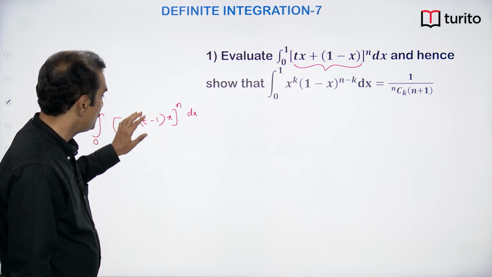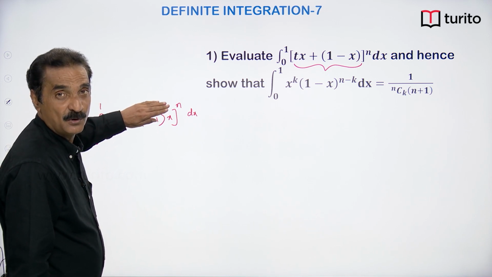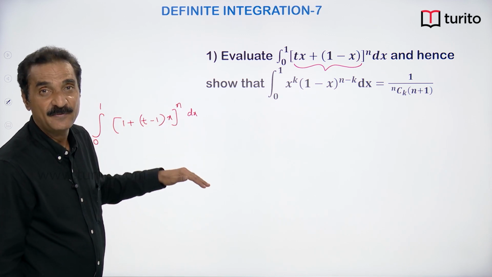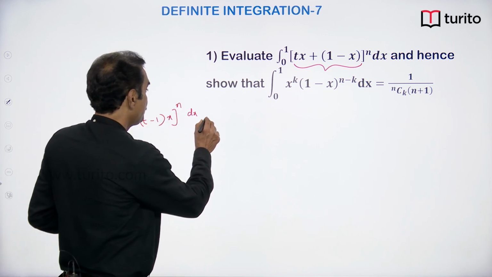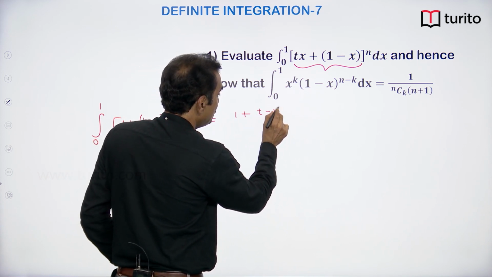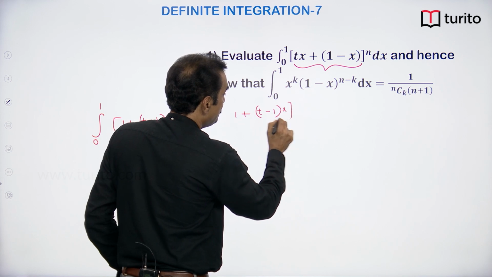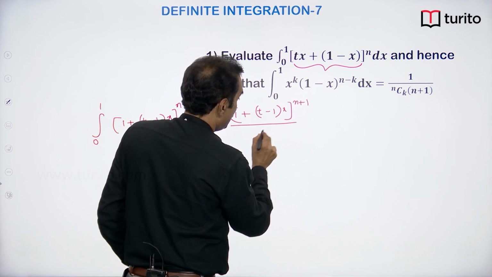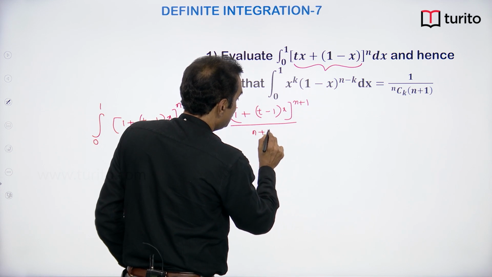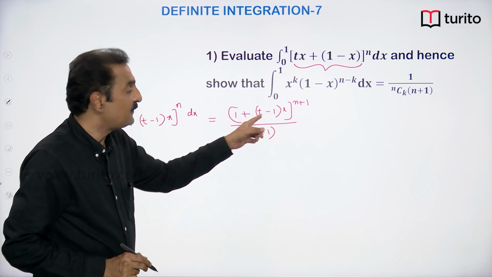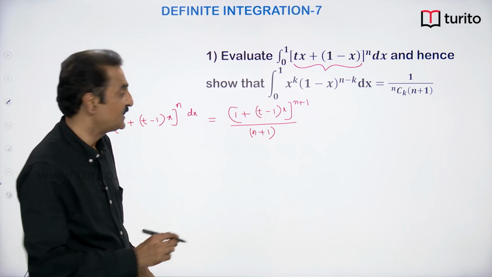What is the integral now? The integral of (ax + b) whole power n is (ax + b) whole power n plus 1 by n plus 1, and we have to divide by a. So this is (1 + (t - 1) into x) power n plus 1 by n plus 1, and then we have to divide by the derivative of 1 + (t - 1) into x, that is t minus 1.